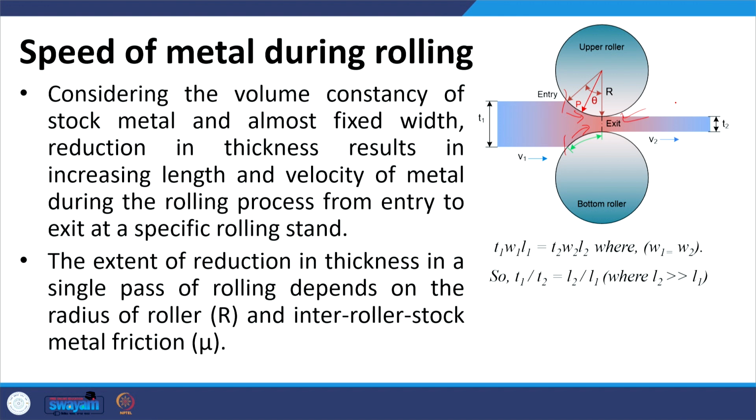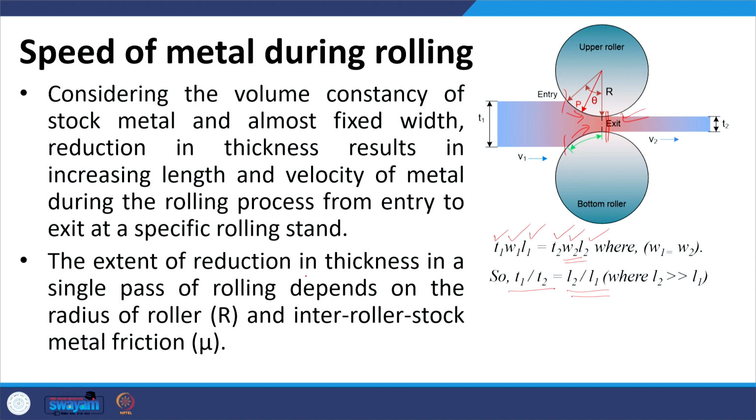And to understand this, we can see if initially T1 is the thickness, W1 is the width and L1 is the length of the material, then after the rolling the realized thickness is T2, width W2 and L2 is the length. Since W1 and W2 are constant because the metal width remains constant, we get T1 divided by T2 is equal to L2 divided by L1. So, this L2 is significantly greater than L1, and during the rolling process there will be continuous change in velocity of the material or speed at which it will be moving during the rolling.